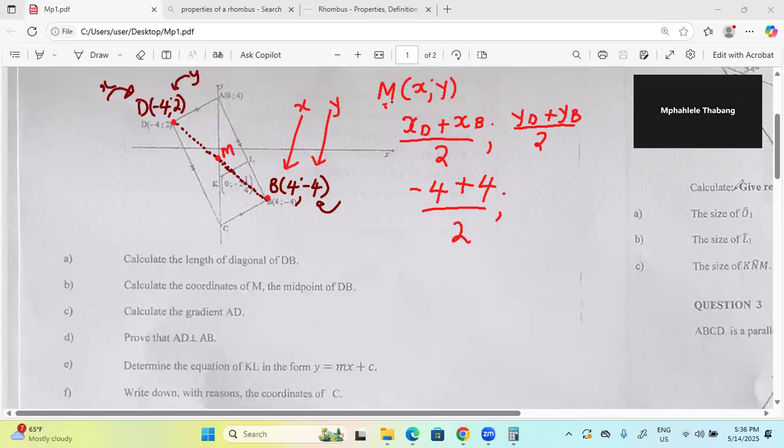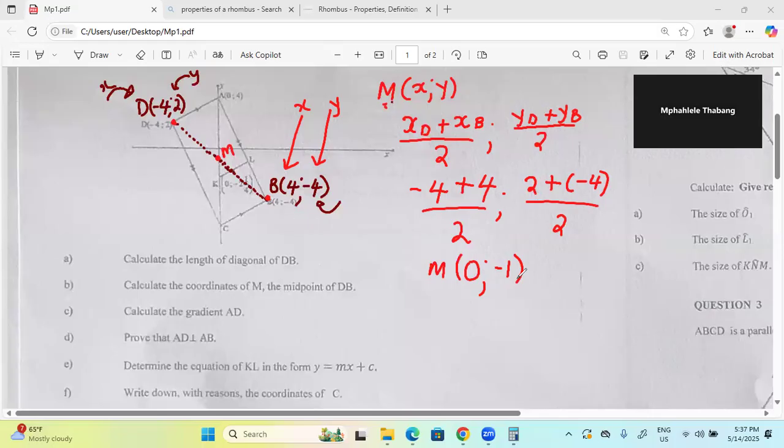Go to the point D. You see that y there is 2. So you say 2 plus, what is y at B? You go to the point B. You look for the y value. It's minus 4, over 2. So press your calculator now. You will get 0. 2 minus 4 is minus 2, and minus 1. So the coordinates of M, the midpoint of DB, it's 0 and negative 1.